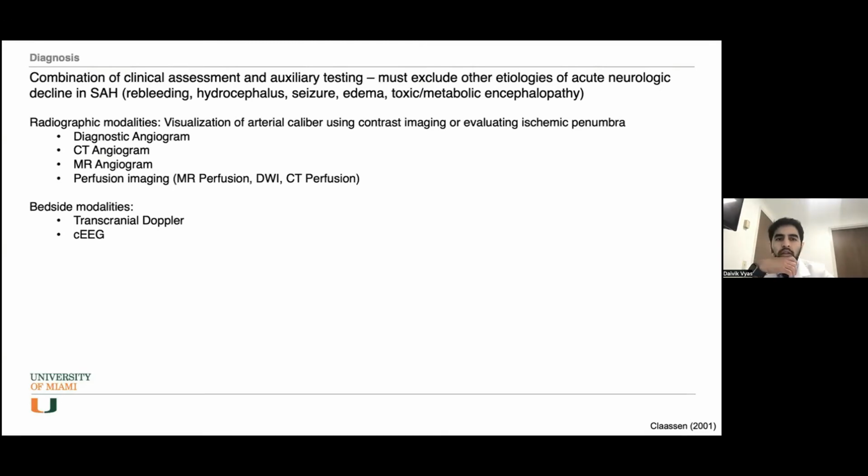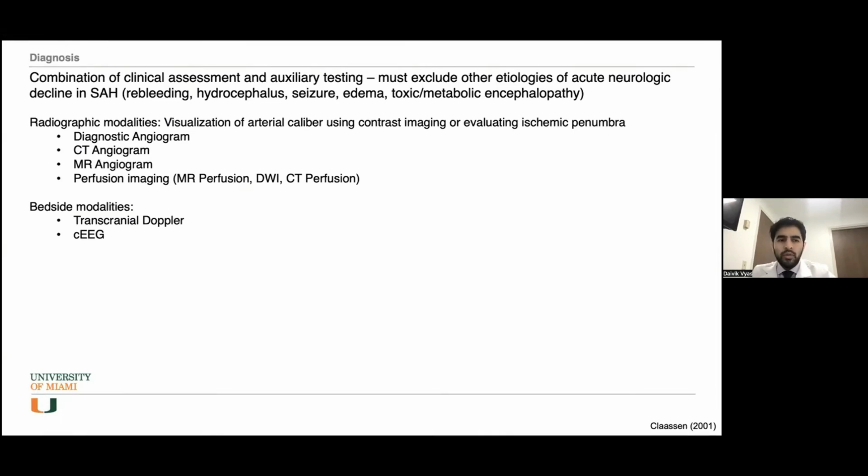which leads us towards the idea of how you diagnose vasospasm. So one thing to consider in this case is looking at vasospasm as a combination of clinical assessment and auxiliary testing. In these sorts of settings, we have to exclude other etiologies before we determine something to be a vasospasm-related event if we don't have other imaging available to us at the time. So we have to rule out entities such as rebleeds, hydrocephalus, seizures, edema, or toxic and metabolic encephalopathy.